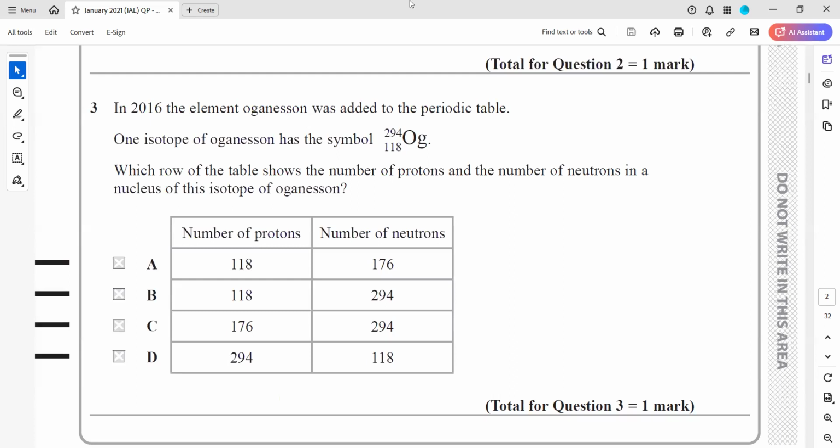In 2016, an element was again added to the periodic table. One isotope is shown with a symbol. Which row in the table is correct? The number of protons will be 118, and for the number of neutrons, you just take the difference between them. So it will be 176 and 181. 118 and 176, so A will be the right answer.